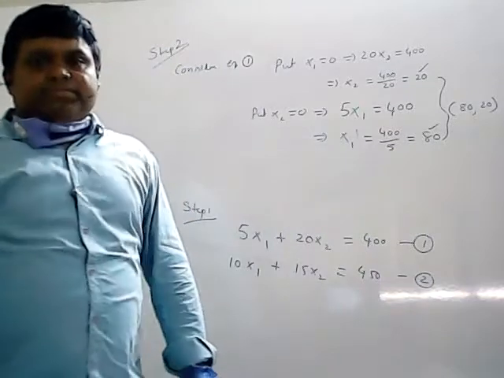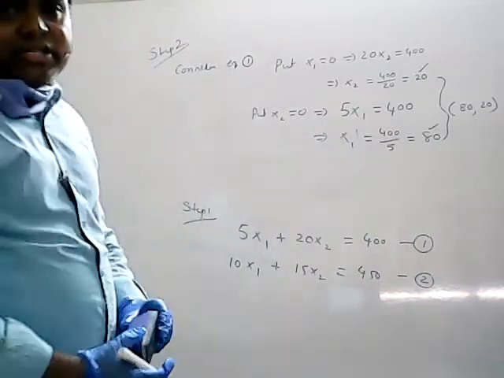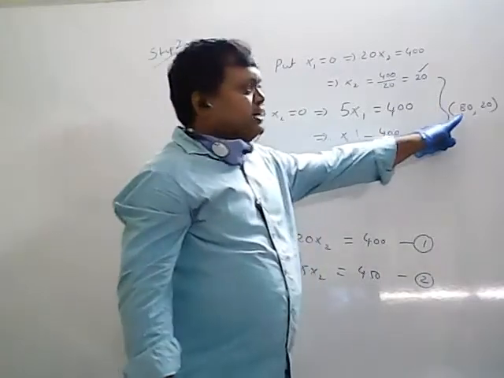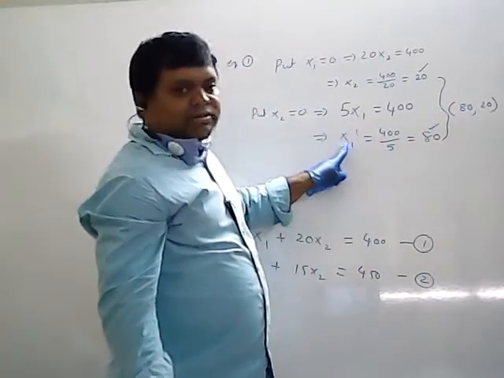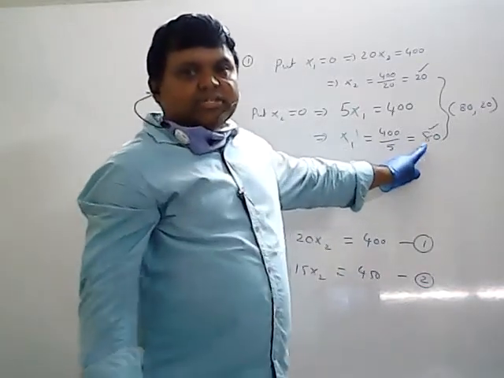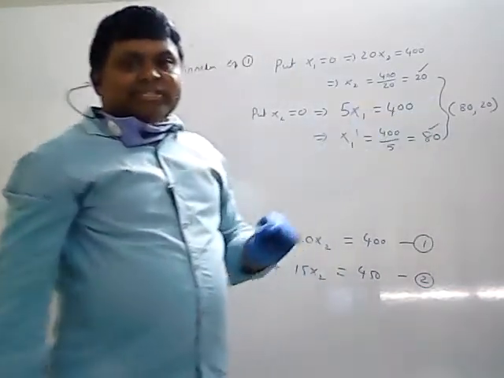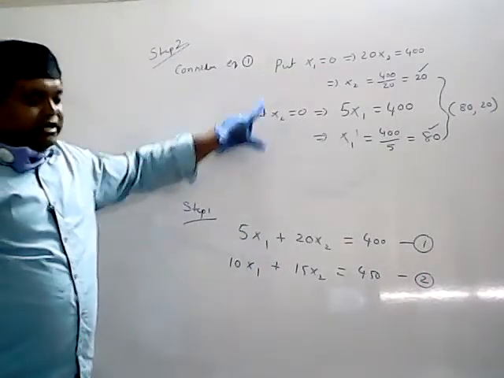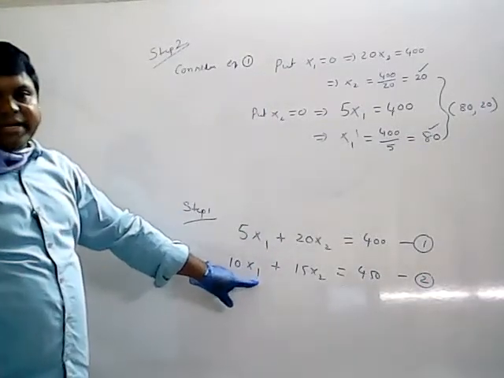x1 comma x2. So what is the first equation point? The first equation point is 80 comma 20. Why have I written 80 first? Because 80 is the x1 value, and a point should be denoted as x1 comma x2. That means 80 comma 20. Now the first equation is completed. We will adopt the same procedure for the second equation and identify its point.